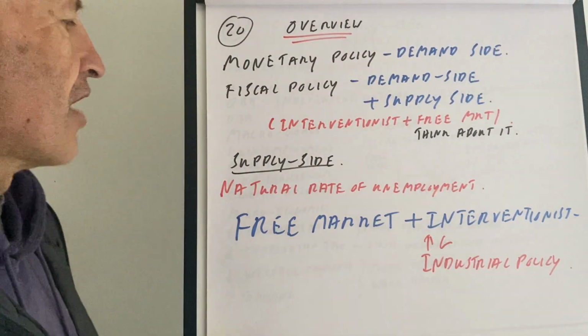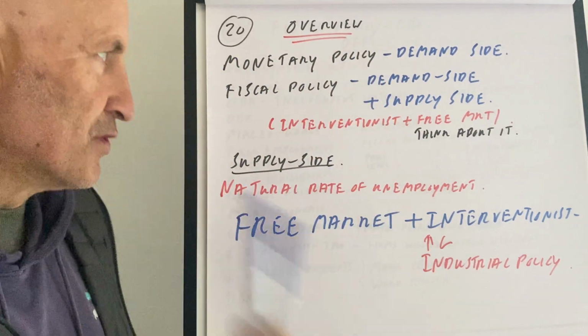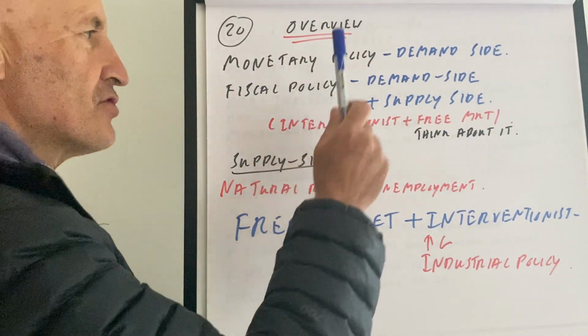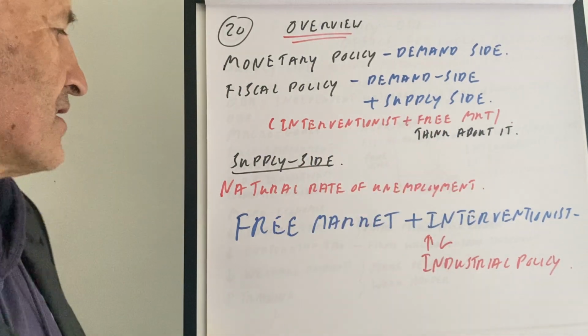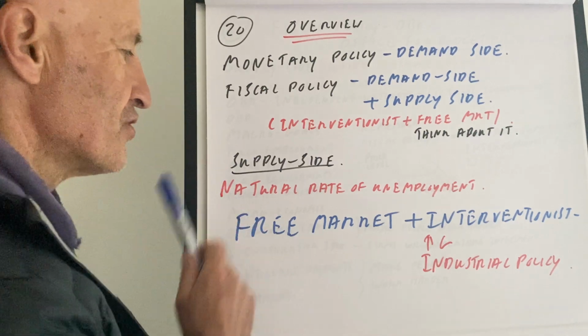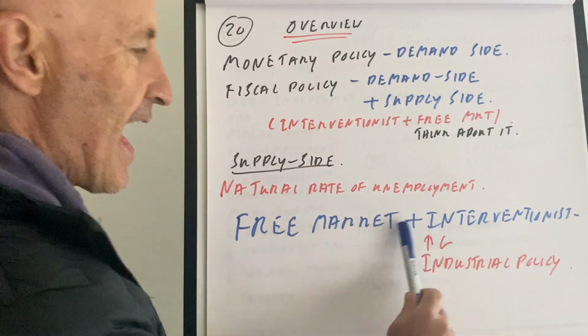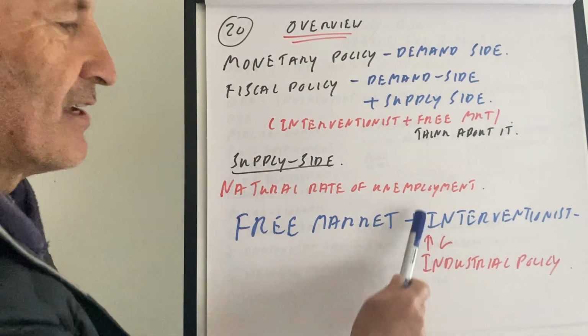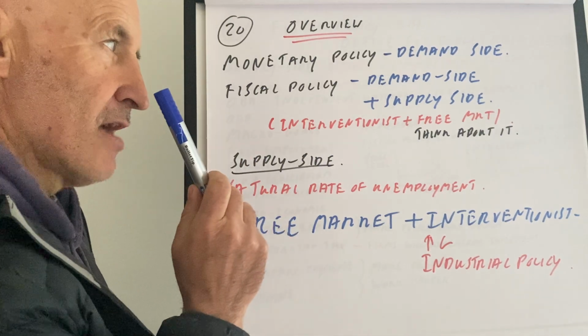Okay, so this is an overview on here. The overview is, we've done monetary policy, it's demand side. It's always demand side policy. Remember, fiscal policy is demand and supply side. Interventions and free market. Think about it. Supply side policy solves all of your problems. We also, if you talk about the natural rate of unemployment here, free market and interventionist, increasing G is part of the industrial policy. Done. I reckon that's about 17 minutes.